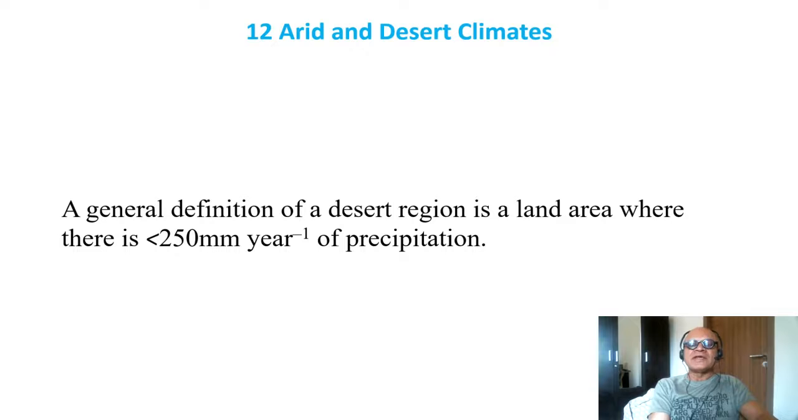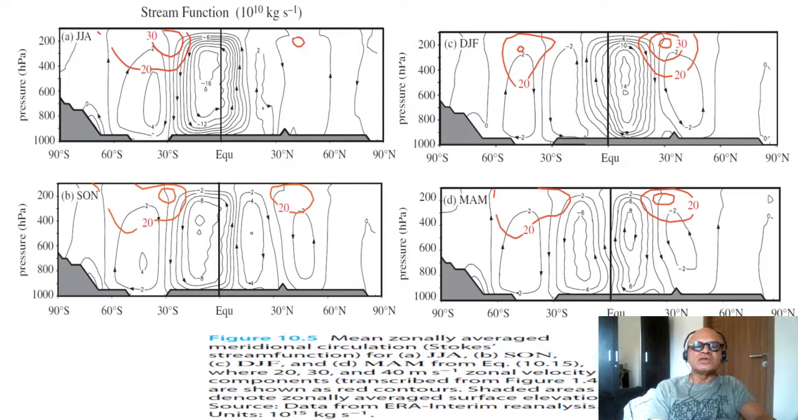tropical dynamics, right? We have casually said all along that the deserts are in the subsiding branch of the Hadley cell, and subsidence comes with clear skies, high pressure, no rain. Makes sense. But it turns out that it's not that simple, especially when you look at the stream function that we looked at in chapter 10.5.